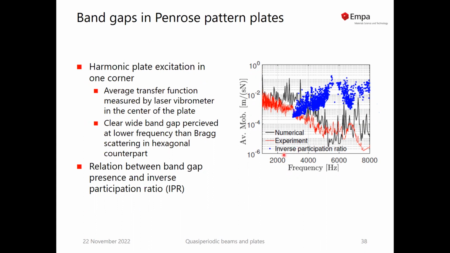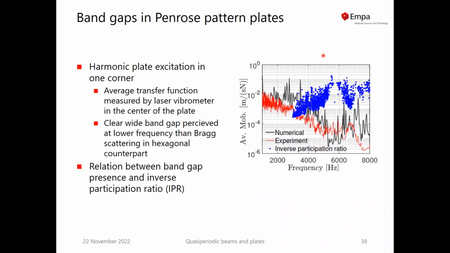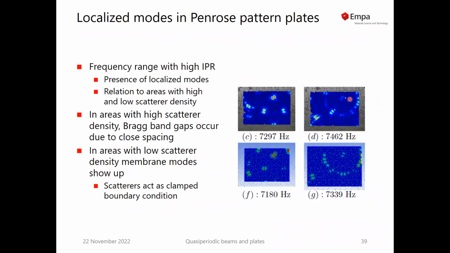Now, where does this come from? If we go back to the geometry of this plate, so if we see a high IPR, inverse participation ratio, we see a low transfer function and vice versa. So if we go back to the geometry of the plate, we see areas with a high density of scatterers, and then these open areas with a low density of scatterers. And this is where all this comes from.